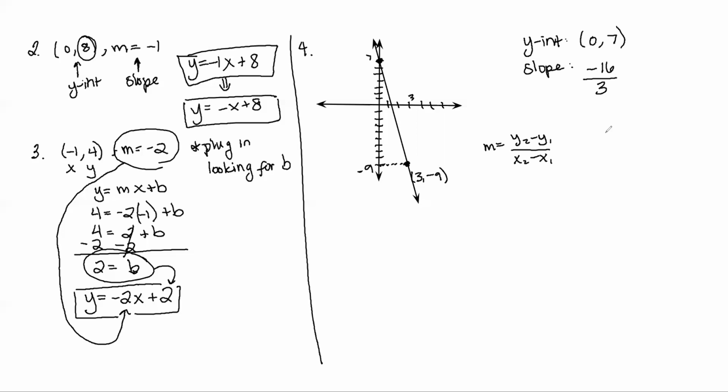All we have to do is plug them in. Makes it really nice. Since we have the y-intercept, we don't need to pick a point for x and y and plug it in. We can go straight to plugging in our m and our b. So y equals mx, so negative 16/3 x, plus b, which is 7. So negative 16/3 x plus 7.